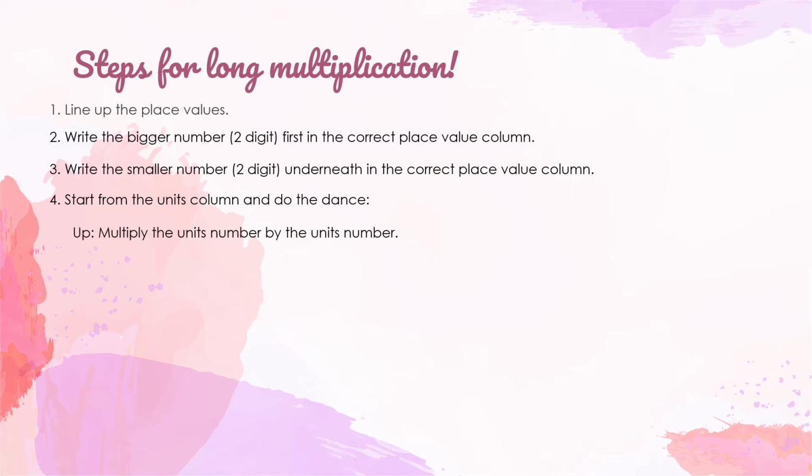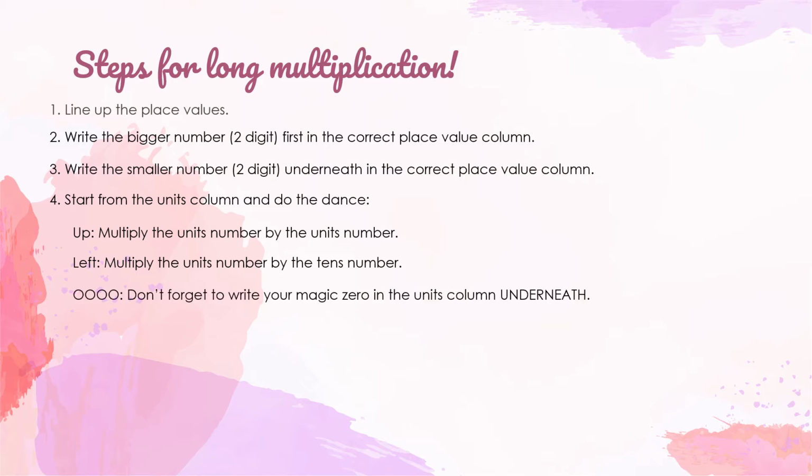Up. Up means multiply the bottom units number by the top units number. Left. Left means multiply the bottom units number by the top tens number. Oh, this is where I get you to shake your booty. Don't forget to write your magic 0 in the units column underneath what you've just worked out.